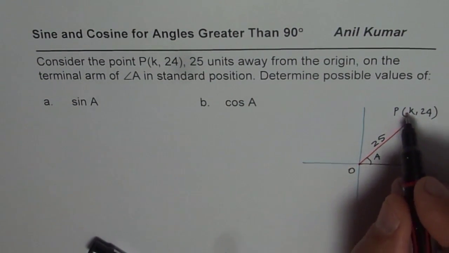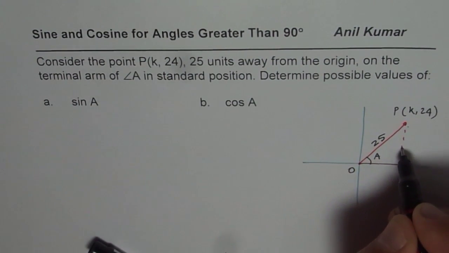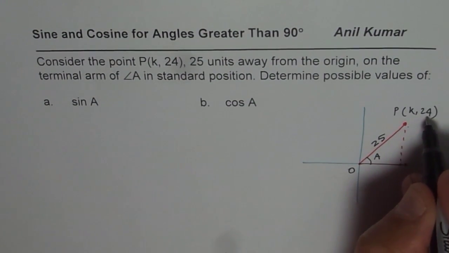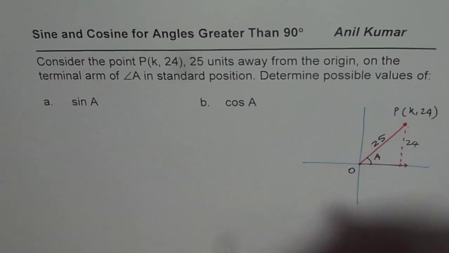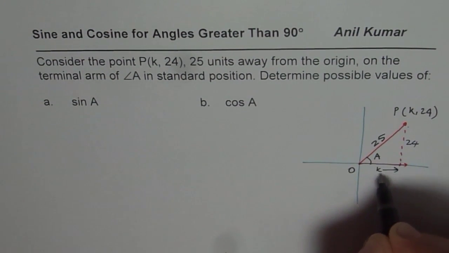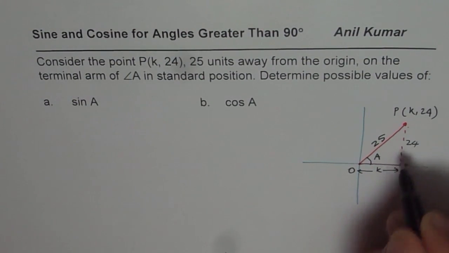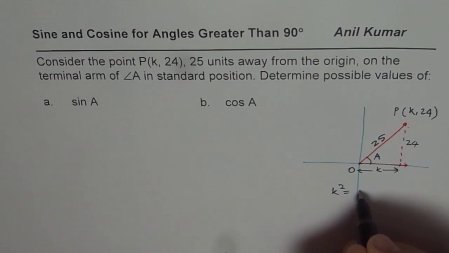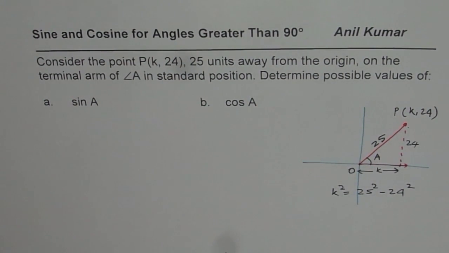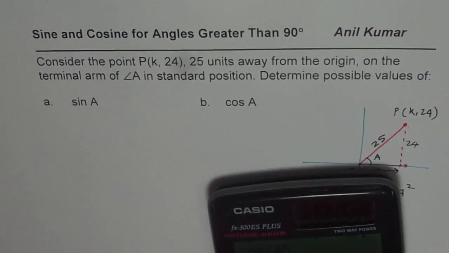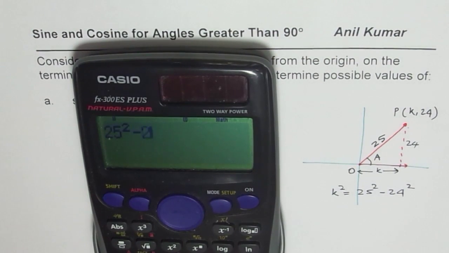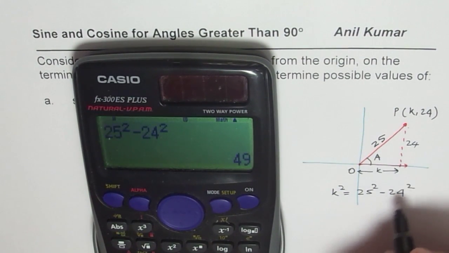Now let us find the possible values of K. We can draw a perpendicular, and here we know that the Y value is 24 and the R value is 25. So from here, this is the K value. Using the Pythagorean theorem, K squared equals 25 squared minus 24 squared. Let's use the calculator: 25 squared minus 24 squared equals 49.